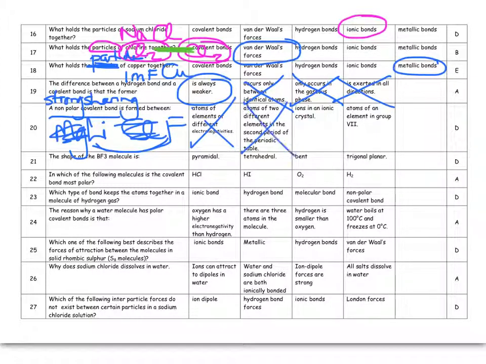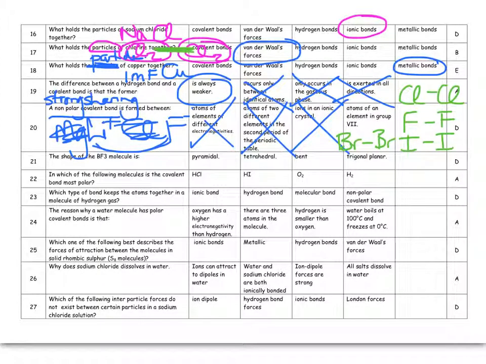What about the ions in an ionic crystal? Plus, minus, definitely not covalent. What about the atoms of elements in group 7? Chlorine when it bonds to chlorine. Fluorine when it bonds to fluorine. Iodine when it bonds to iodine. Bromine when it bonds to bromine. Those look like nonpolar covalent bonds. That looks like a good answer.